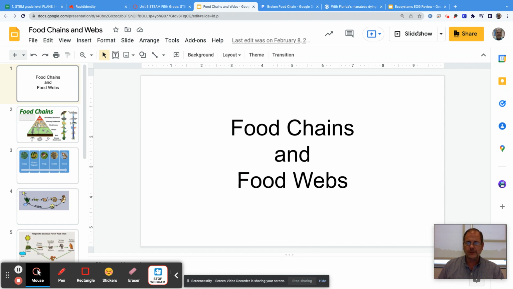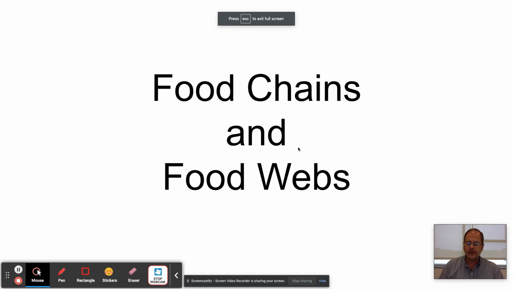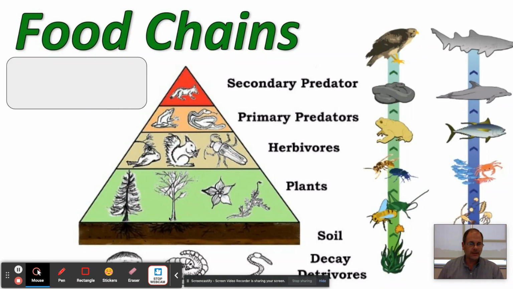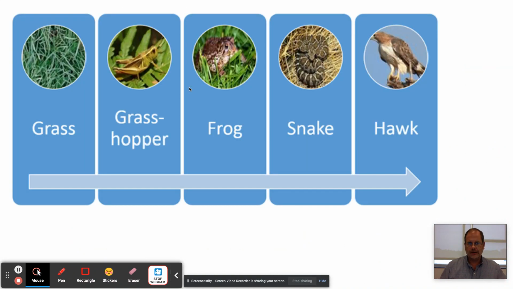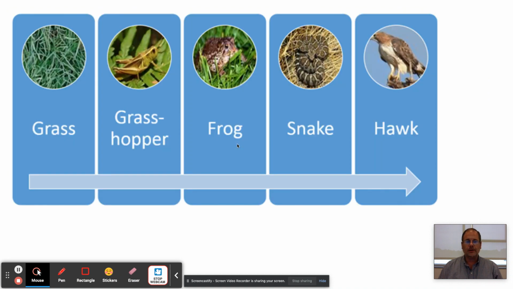So the bottom of the food chain is all the plants. Okay, and they have more plants than animals. So it takes a lot of plants to feed the animals. So the bottom of the food chain is the plants. The top of the food chain is the predator. Okay, so the bottom of the food chain is the grass in this food chain. The top of the food chain is the hawk.